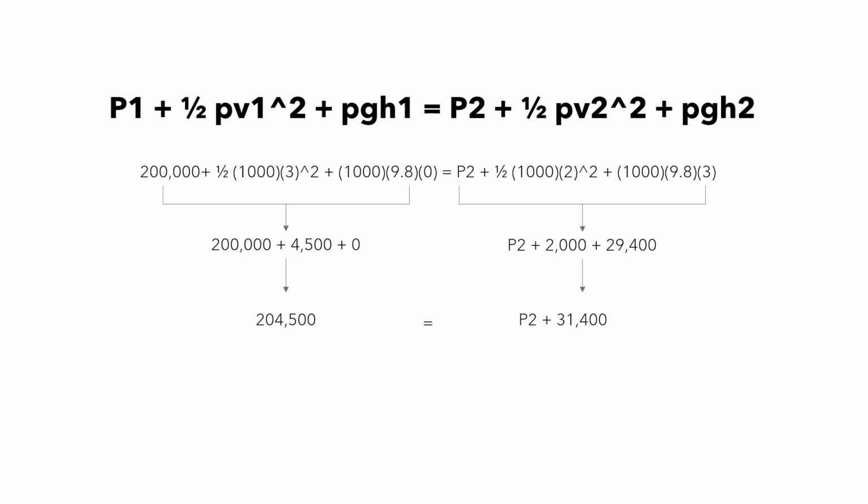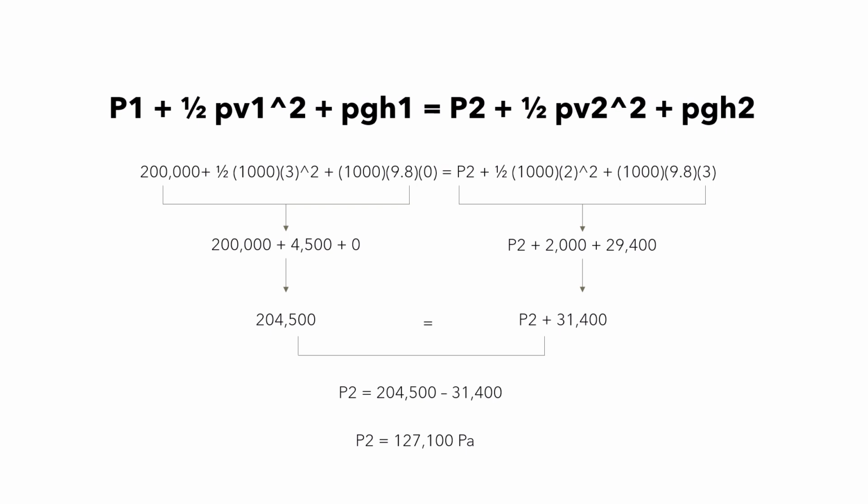And then add all of those numbers, and we get 204,500 equals P2 plus 31,400. Now we're looking for P2, so just do some basic algebra. We're going to get P2 by itself, so we subtract 31,400 from that side and put it on the other side, which gives us P2 equals 204,500 minus 31,400. Then just subtract and we get P2 equals 127,100. Now this is a pretty easy question since it gives us all the things we need, other than the thing we don't need.